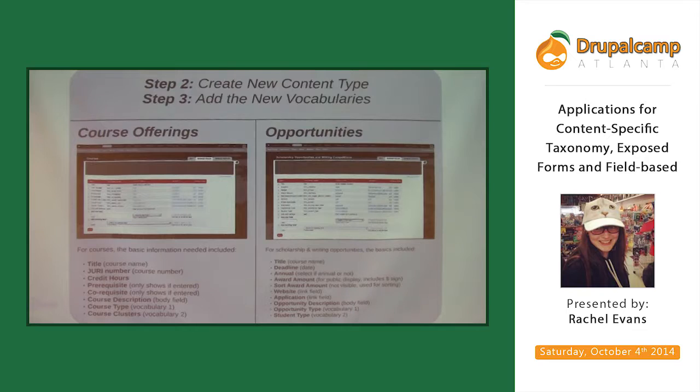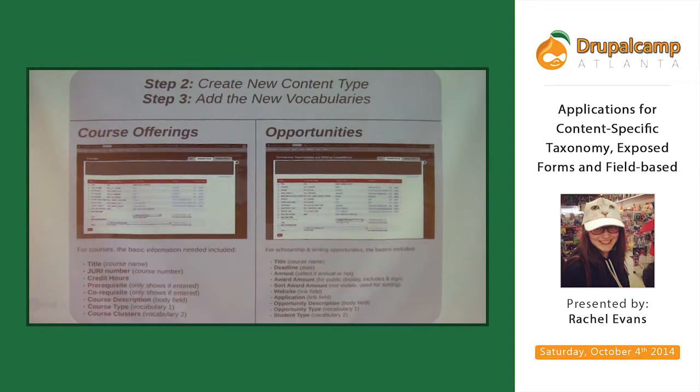Then I wanted a sort award amount. This isn't visible to the public, but this is used by the view to do that sorting of if an award is more than another. So that way you can view all of the ones that are going to give you $5,000 before you view some that are going to give you $50,000. Website link. Most of our opportunities have a web address, so that makes it easy to put that in for them. And that's going to use that link field that I talked about that's in the modules list.